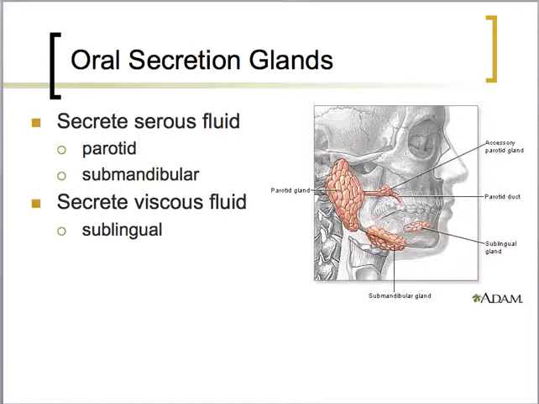In swallowing, we're also concerned with secretions. So we look at oral secretion glands. We have the parotid gland and the submandibular gland, which secrete a serous fluid and help us with building our bolus. And then we have the sublingual gland, which secretes a viscous fluid. And collectively, these salivas help us to aid in digestion and bolus development.